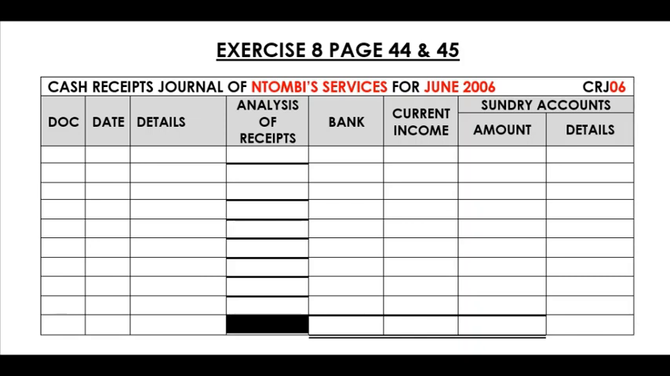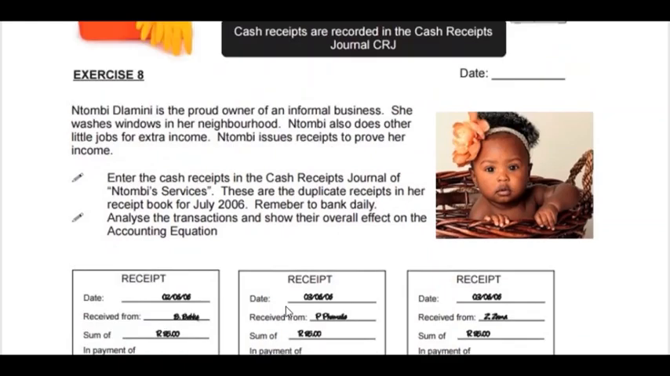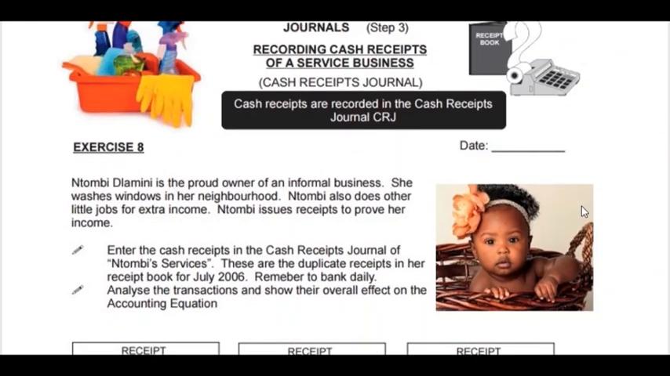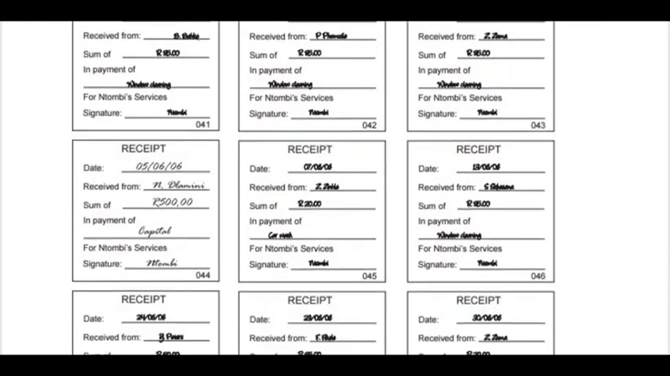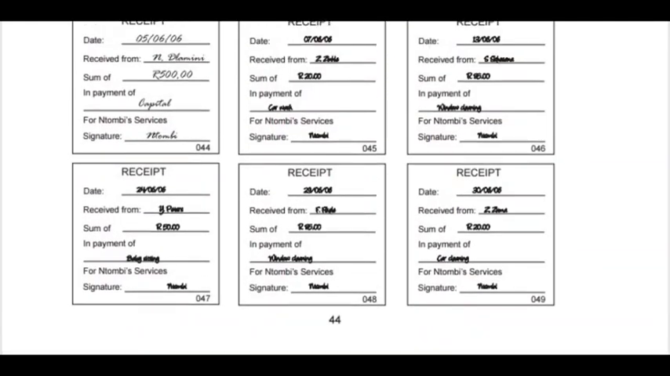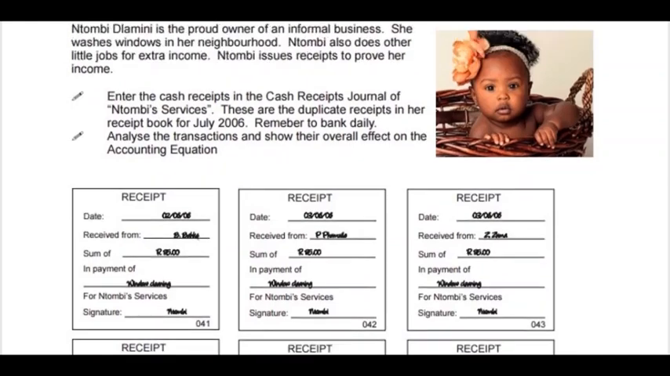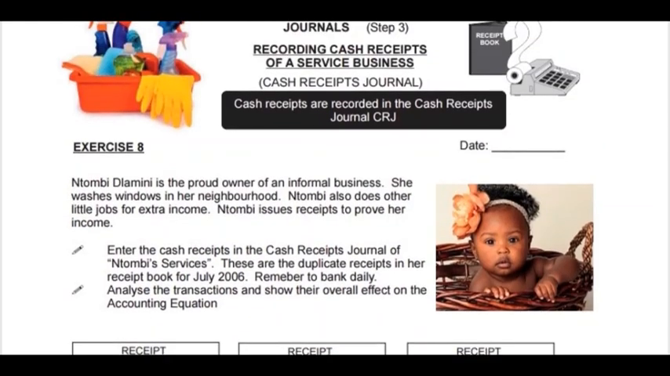As promised yesterday, I am going to run through examples on how to actually complete what we call a cash receipts journal. I'm going to work through exercise 8 on page 44 and 45 in this video. In your textbook, exercise 8 will look like this. It starts like this, and it has some receipts that go all the way to the bottom of page 44 that you will need to enter in the cash receipts journal.